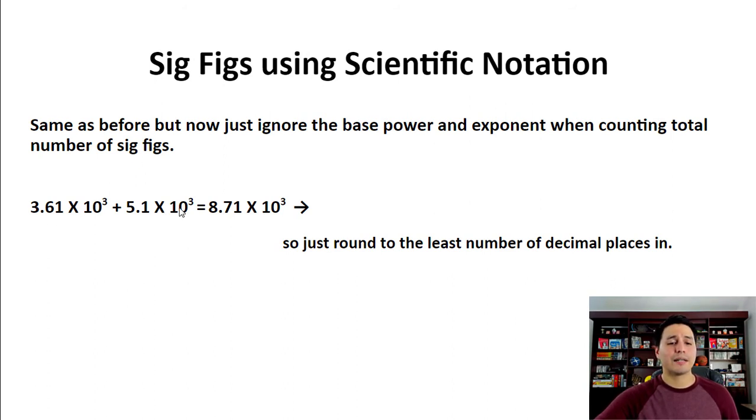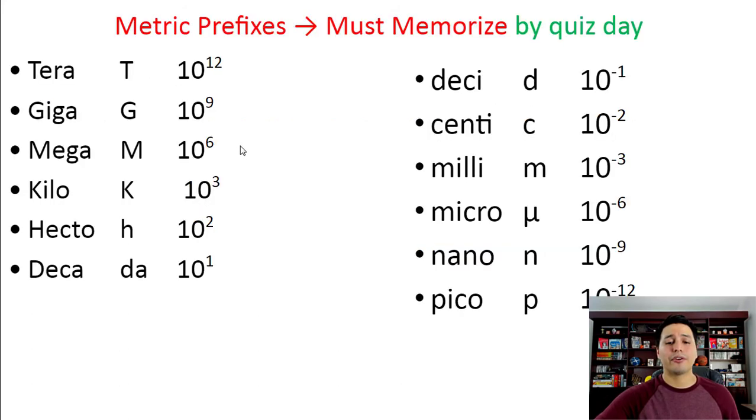In this case, you're going to ignore times 10 to the third on both of these numbers and focus your attention here. Because this is an addition problem, this one has one place past the decimal while this one has 2. Our final answer must only contain one decimal spot past the decimal. In this case, this gives us a value of 8.71 times 10 to the third. We're going to stop on the 7, look to the right. Because 1 is less than 5, our final answer will simply be 8.7 times 10 to the third.